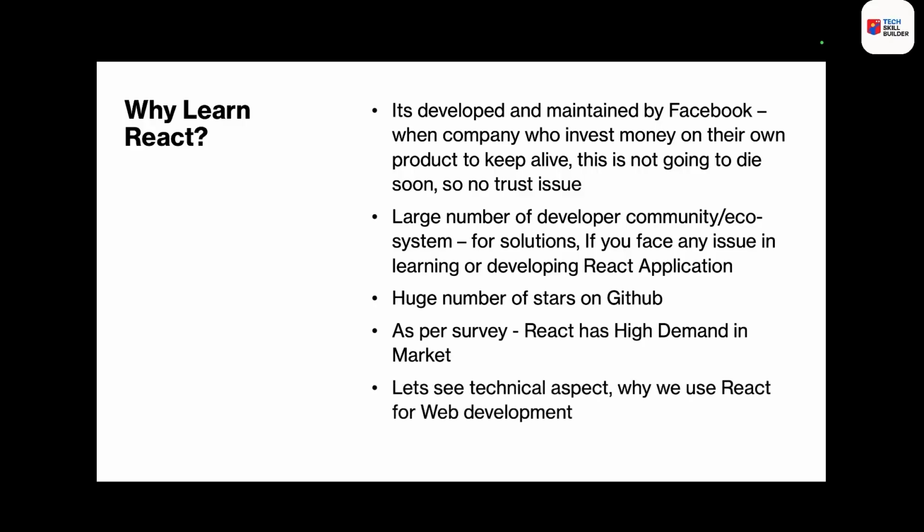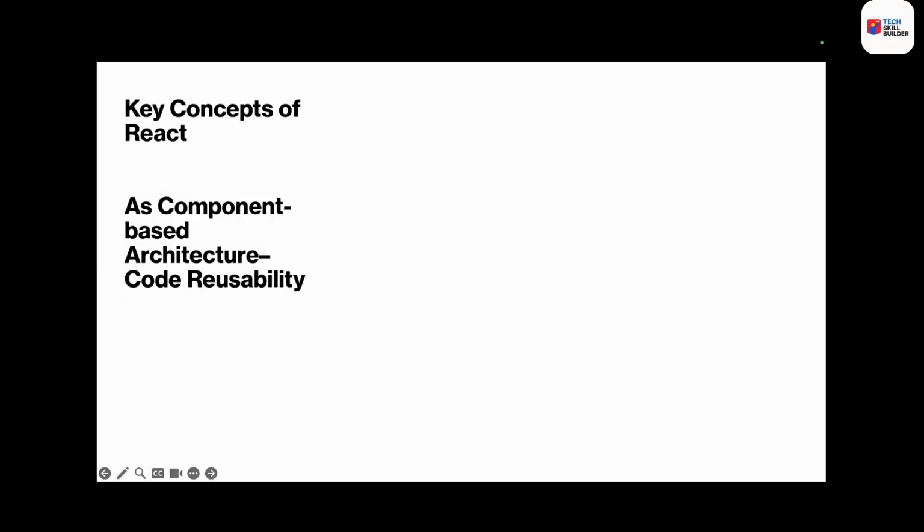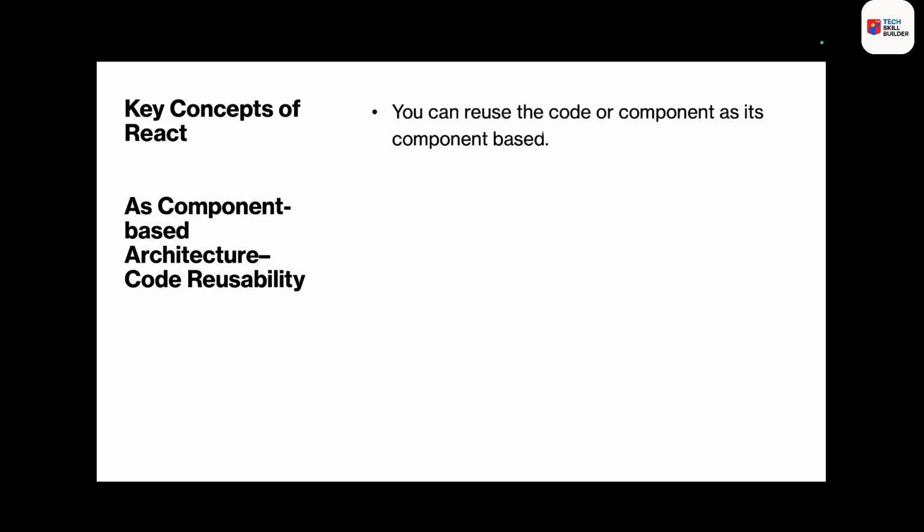Let's see the technical aspect of why we use React for web development. Key concept of React: as we know, React is a component based architecture. So what do we mean by component based architecture? It creates different components like custom button, side menu, header, footer, input box. So these are the components. That's why code reusability increases. You can reuse the code or component as it is component based.